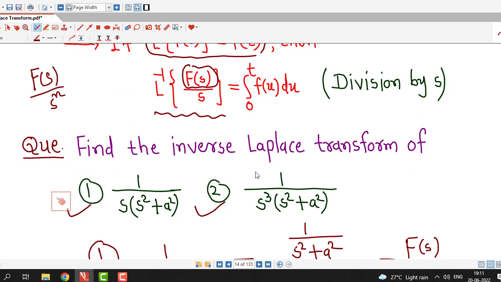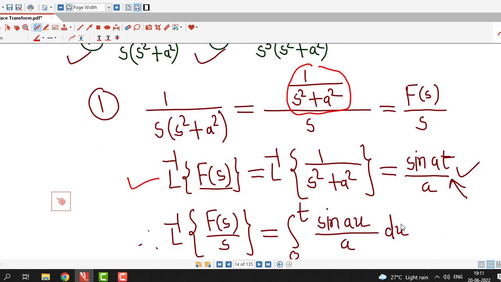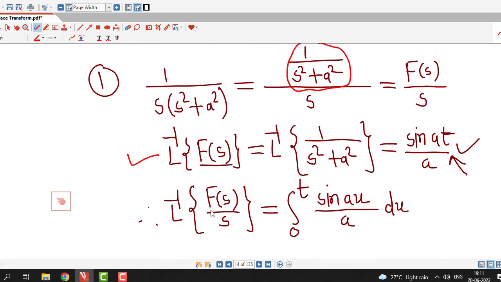So if you compare this function with F of s by s, then here we find that F of s is 1 divided by s square plus a square. So first we have obtained inverse Laplace transform of F of s, and inverse Laplace transform of F of s divided by s is equal to integral of this function from 0 to t.